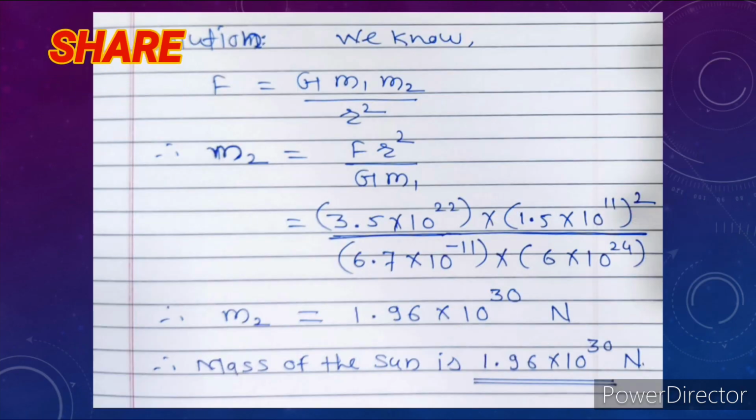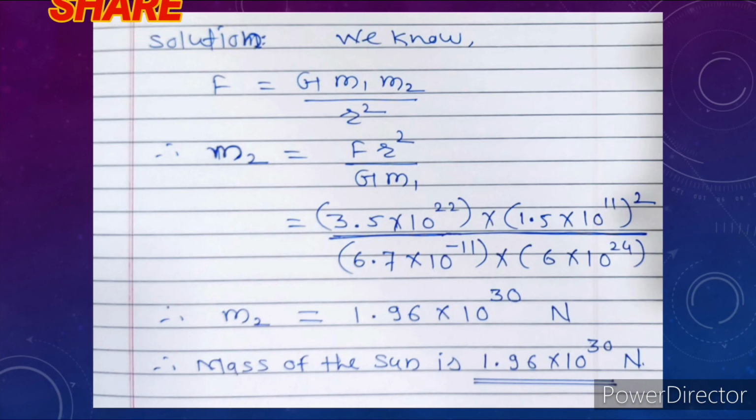Solution. We know F is equal to G m1 m2 upon r square. Here we have to find mass of Sun, that is m2, and therefore we will rearrange this formula as m2 is equal to F r square upon G m1, that is equal to value of F 3.5 into 10 raised to 22 into value of r 1.5 into 10 raised to 11 whole square upon value of G, that is 6.7 into 10 raised to minus 11 into value of m1, that is 6 into 10 raised to 24.